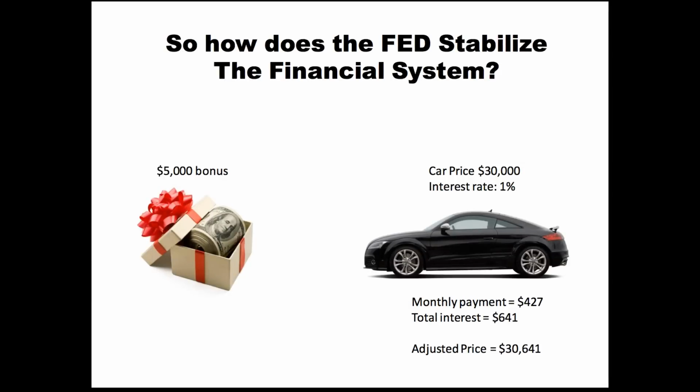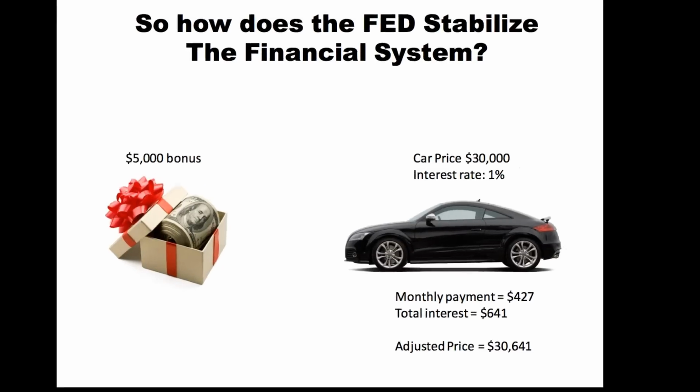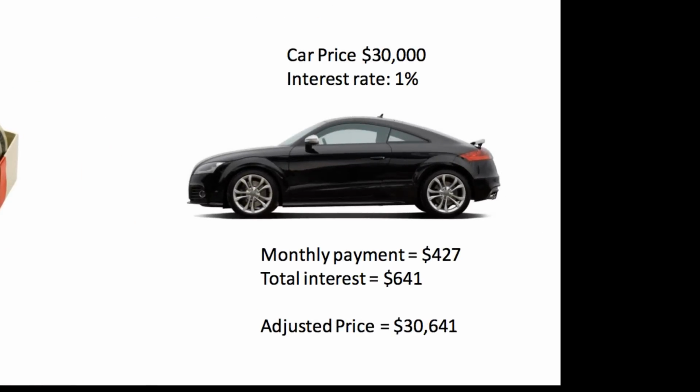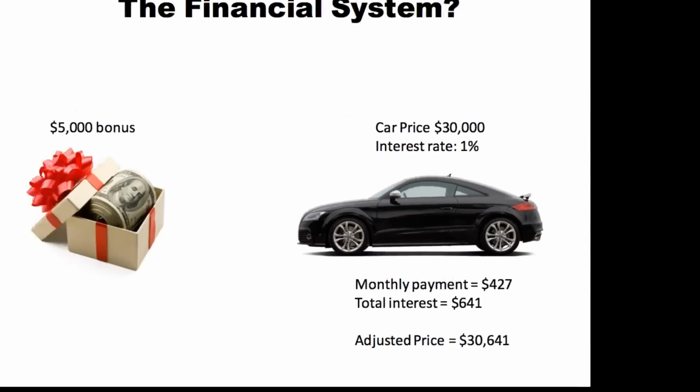So let's look at this from a different angle. Let's say we still go back to the dealership and the price for the car is $30,000, but this time the interest rate that you can get on the car is 1%. With the interest rate only being 1%, your monthly payment now is $427, and the total interest that you'd pay over a 5-year period is only $641. So now the adjusted price on this car is only $30,641, which is under the $35,000 that you felt the car was worth and that you were willing to spend, and therefore you buy the car.